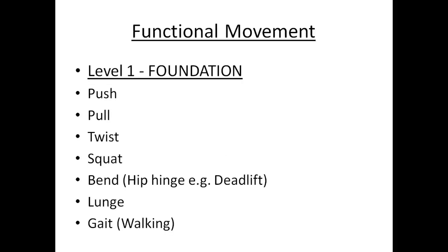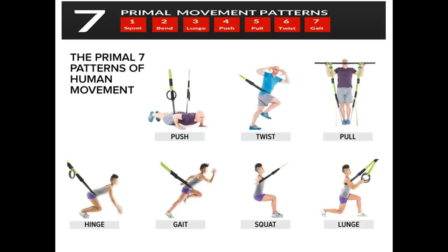So in terms of functional movement, we've got 7 functional movements that have been identified at level 1. These are our foundation movements. Pushing, pulling, twisting or twist resisting, squatting, hip hinging, lunging, and of course gait, walking, running. So these are primal patterns, and they're involved in all types of exercise. You can see the athlete doing all types of different exercise there.